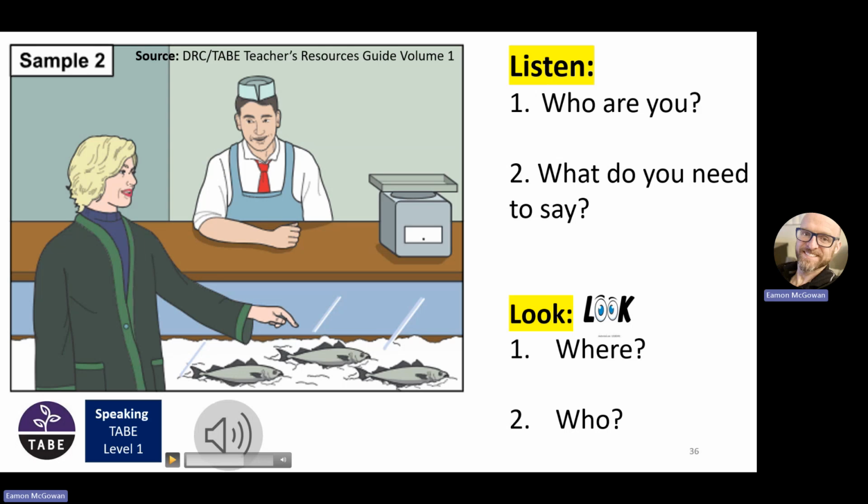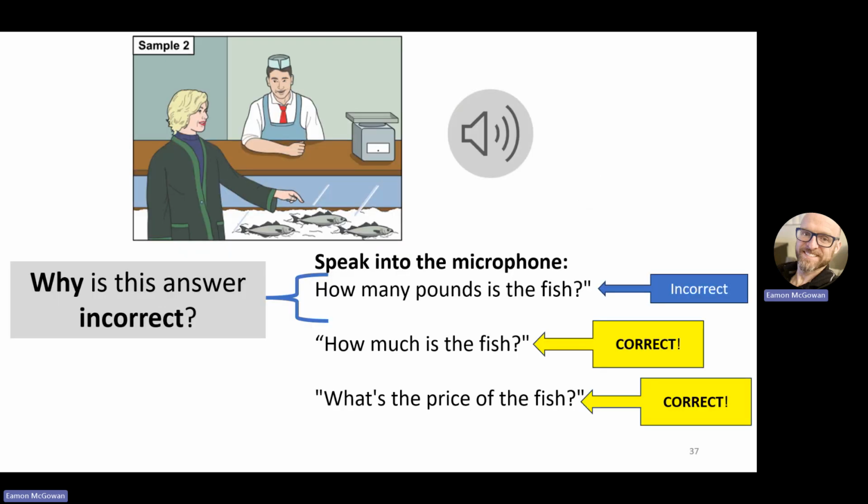What do you need to know? You may need to play this again for the students. It just depends, right, on your group. But after you've gotten some answers from the students, show them some sample answers and show them this incorrect answer. How many pounds is the fish? A lot of our students will answer this and ask them, why is that incorrect? Turn to their partner, think, pair, and share. Have them put it into the chat. Have them jump into breakout rooms and discuss why that's incorrect and what are some other good answers.